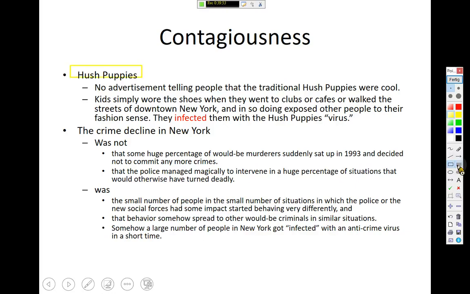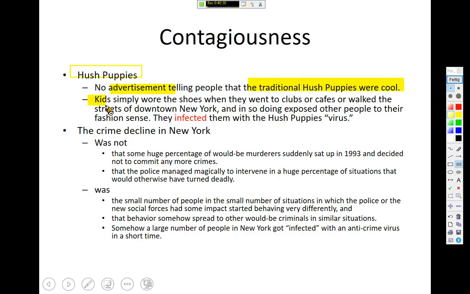First of all, no advertisement, nothing at all telling people, hey, you should buy the traditional hush puppies that were cool. Go there, it's so cool, right? Just Nike, just do it, right? So everyone just does it, and you would like to have a pair of Nike shoes. But Hush Puppies, Wolverine did nothing to promote the sale. The company did not tell people that the shoes were so cool, so you need to have a pair. No.